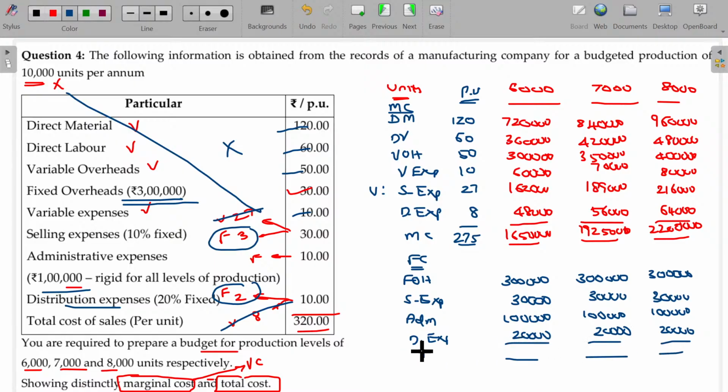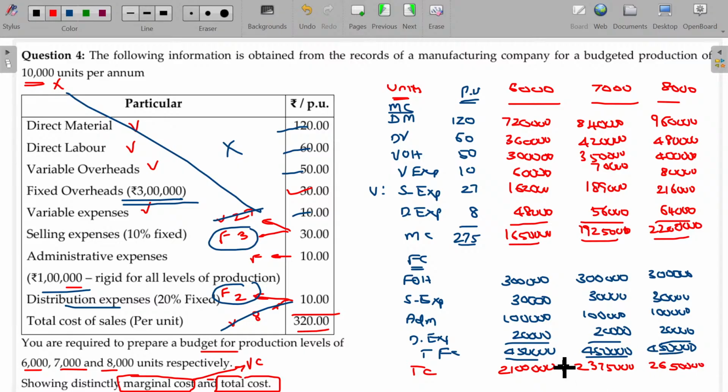So total fixed cost 4 lakhs 50. It remains constant at all level. And find out the total cost. 21 lakhs, 23 lakhs 75,000, 26 lakhs 50,000.